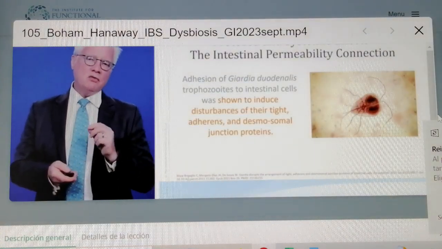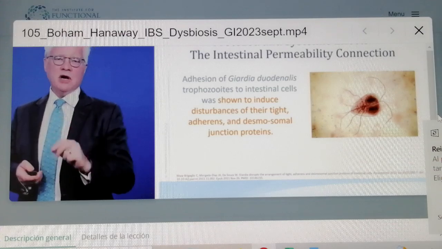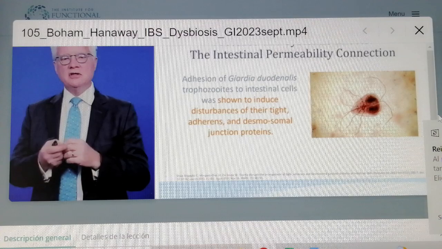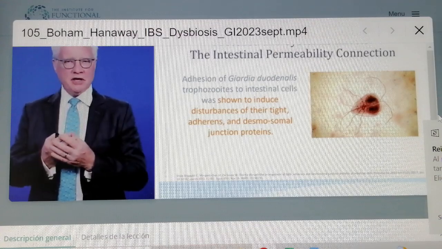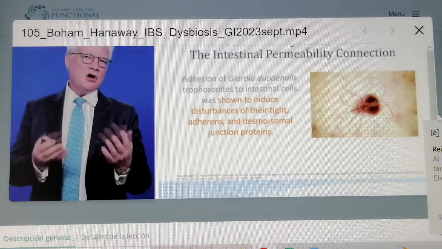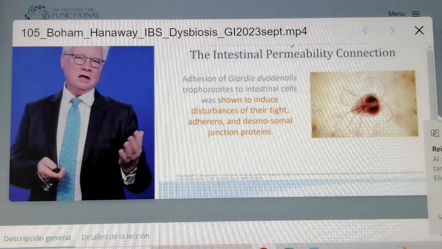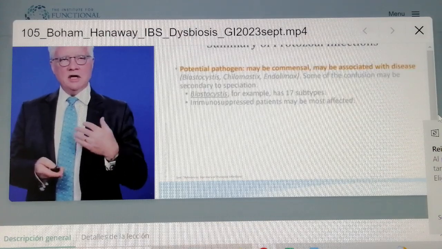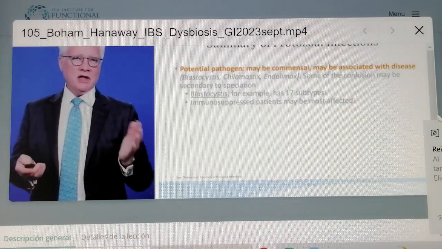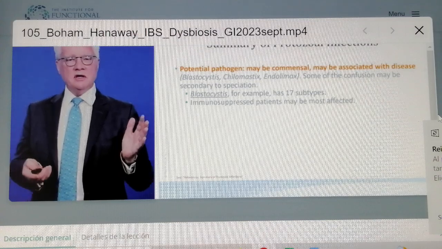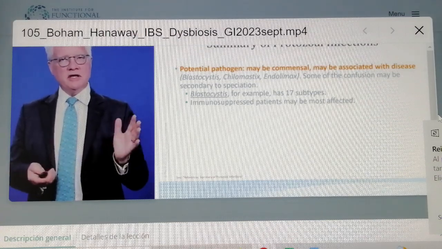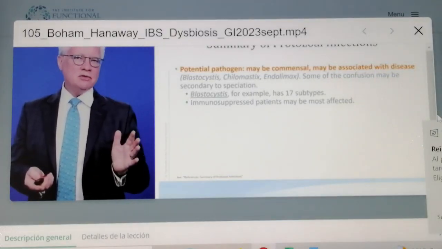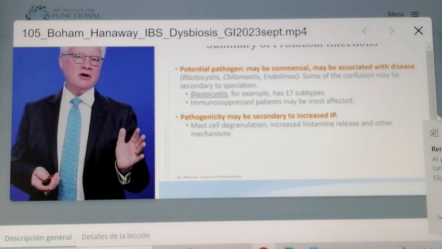And we know that part of that mechanism is modulated through the parasite itself causing changes in the tight junctions in the small intestine, causing intestinal permeability and leaky gut. So now, as we summarize this, we have to consider that some pathogens might be commensal, and some might be associated with disease. As we look at different subtypes, we want to consider: do we need to treat everyone who has this? What symptoms do they have?